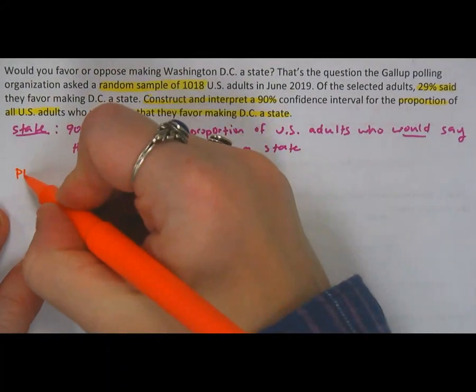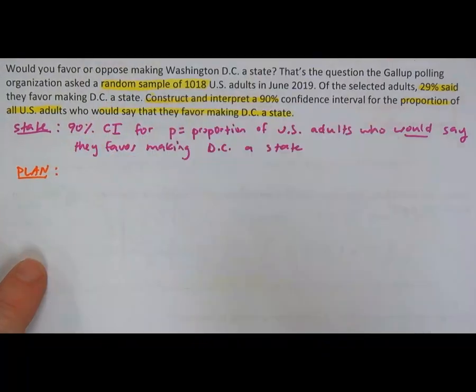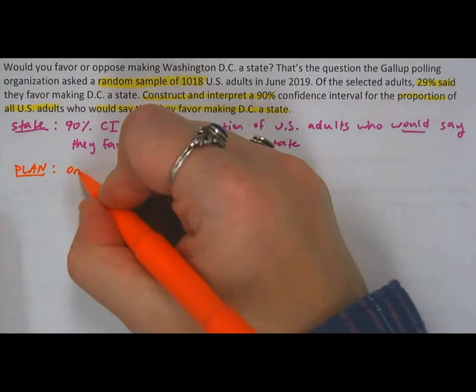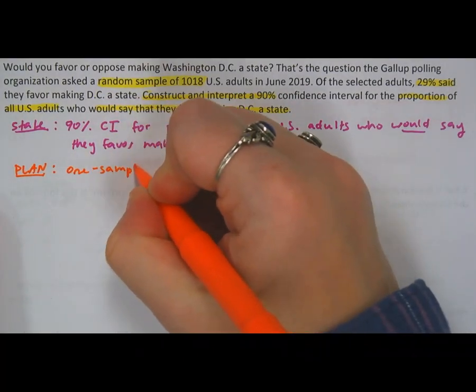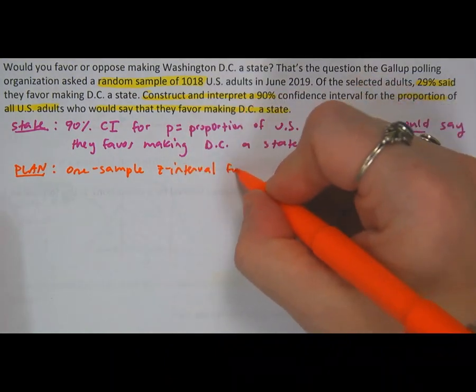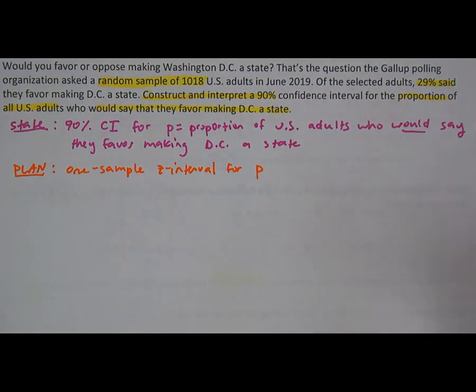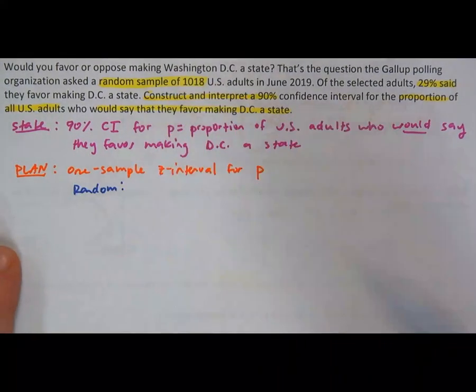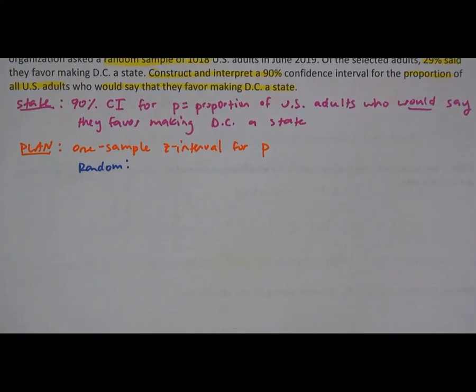So we just stated what it is we're going to do. Plan. You're going to check that the conditions have been met, but you need to talk about what type of test it is that you're performing. Now, technically what you're performing here is a 1 sample Z interval for P. This is on page 1 of the notes. We've already defined right up here what P is. So 1 sample Z interval for P. Here we go. We're going to test for the random, 10% and large counts conditions here in the plan step.